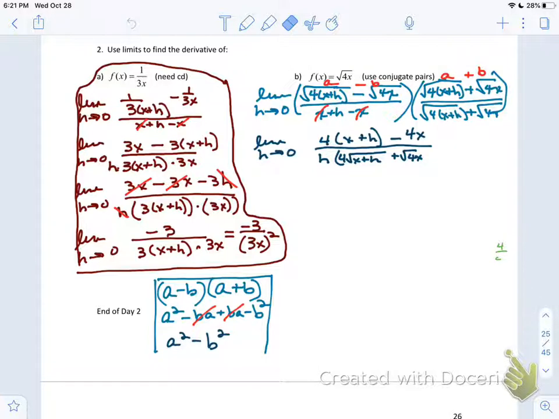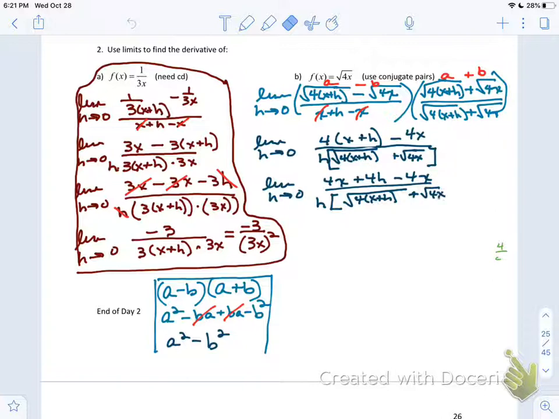Let me think about that for a second. Is that right? No. Hold on, let me just fix this, because that is underneath the radical. This is 4 times x plus h, and then plus radical 4x. That's better. And remember, this whole thing is multiplied by h, so you have to use your brackets wisely. Let's clean up my numerator. I'm getting 4x plus 4h minus 4x all over h outside, and I still have radical 4 times x plus h plus radical 4x, close bracket.